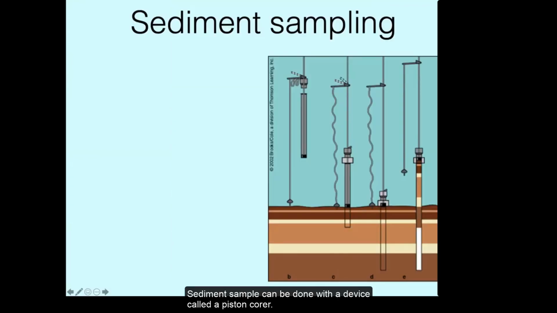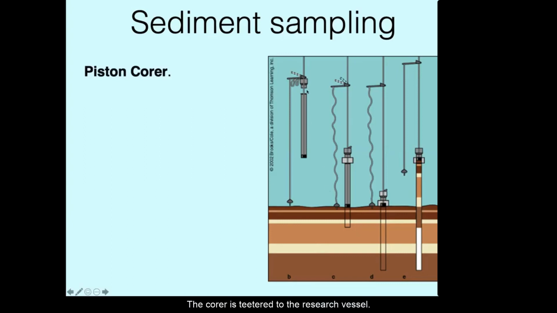Sediment sampling can be done with a device called the piston core. The core is tethered to the research vessel. It is lowered all the way to the top of the ocean floor. As it reaches the top of the ocean floor, a messenger is released and triggers the insertion of the core into the sediment. So it gathers the sediment and takes it back aboard the research vessel in an undisturbed way.